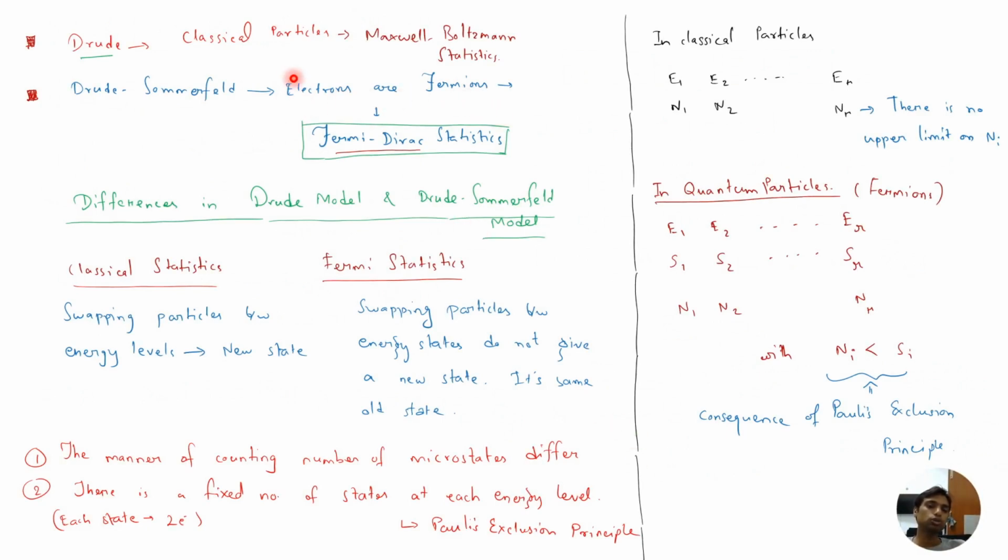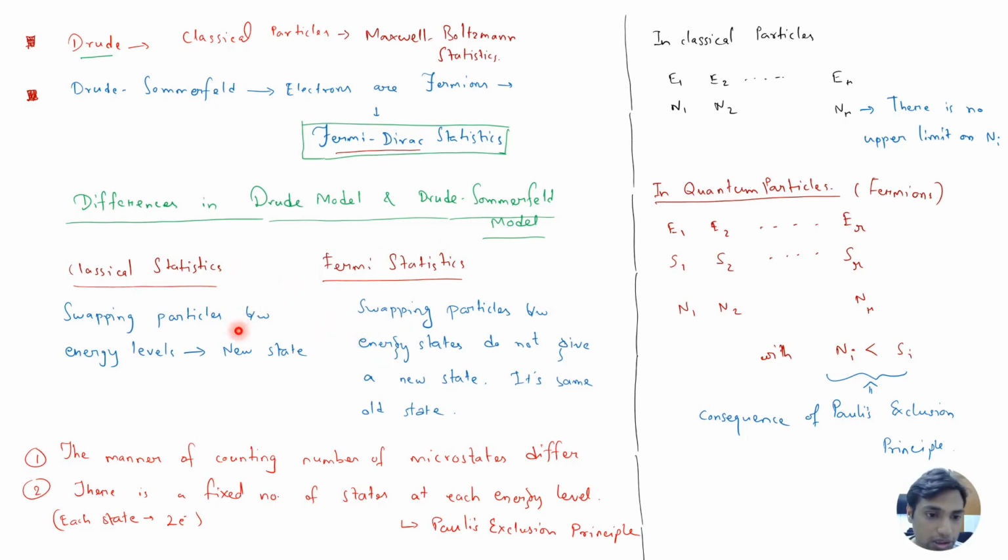Drude imposed the laws of kinetic theory, and kinetic theory applies to classical particles. So what he basically did was apply the Maxwell-Boltzmann statistics, which classical particles obey, to electrons, whereas electrons are fermions, and just because they are indistinguishable and identical, they follow Pauli's exclusion principle. They follow something called Fermi-Dirac statistics. So one of the main differences between the Drude model and the Drude-Sommerfeld model is that the statistics are different. Why are the statistics different?